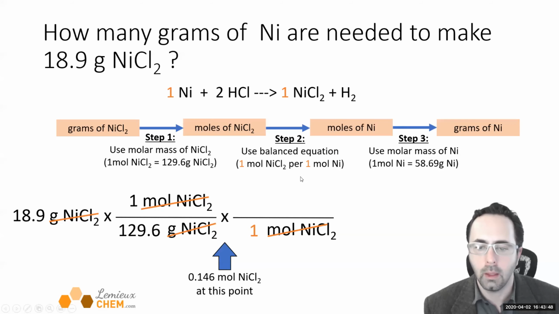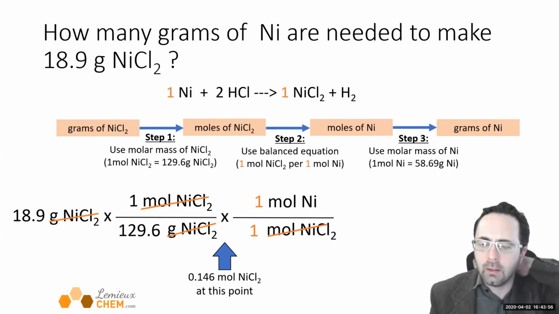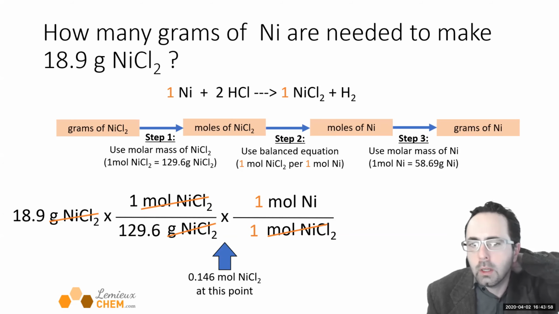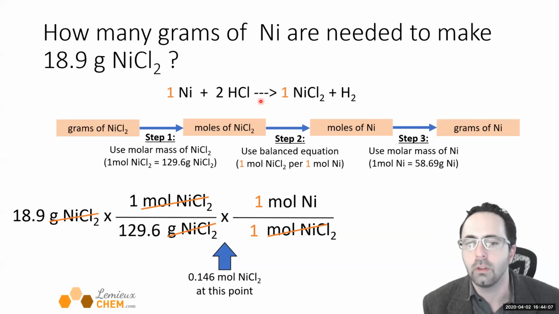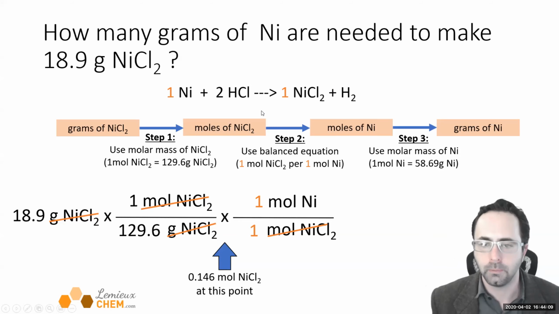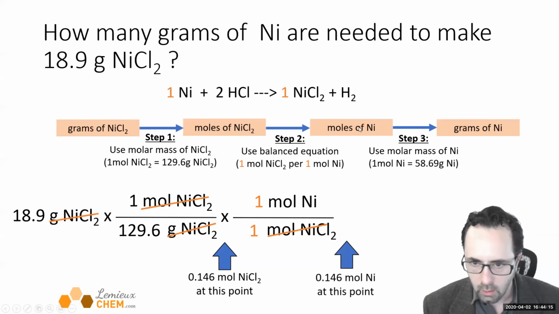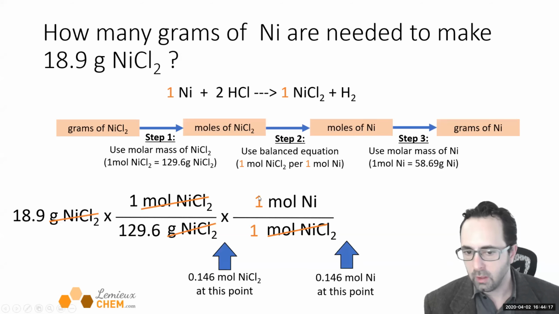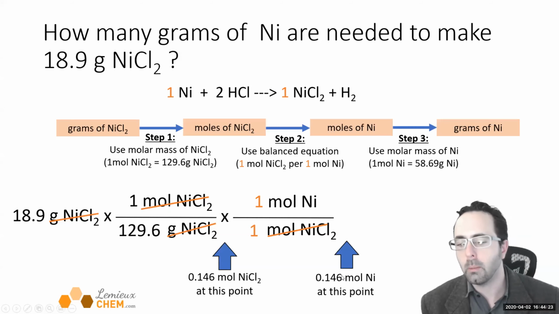Now, a lot of people ask me, why put nickel here and why ignore the HCl or the H2? What about those ones? Well, we could always figure out the moles of those too, but that's not what we're asked to do. We're asked to figure out how much nickel. So that's why we put nickel here. Of course, we could figure out this other stuff too, but we weren't asked about it. Okay, so now we have moles of nickel. And if we were to multiply this, well, it's 1 and 1, so we'd get 0.146 moles of nickel at this point if we were to stop. And then we would carry this forward and apply the next conversion factor.